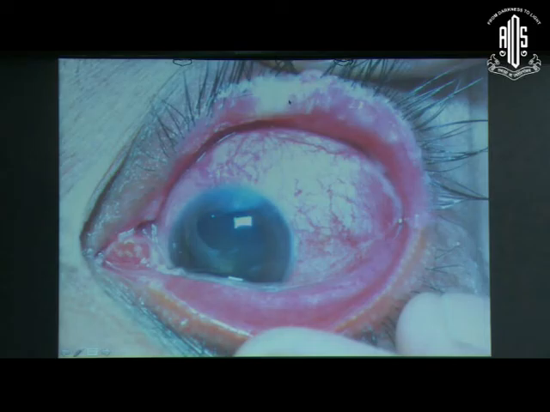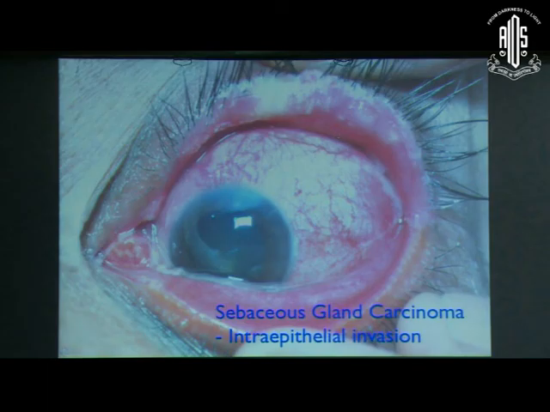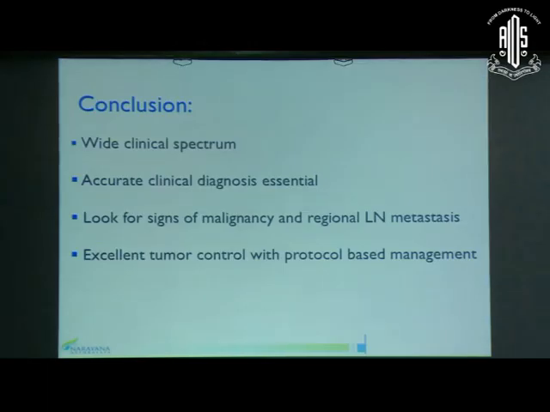Sebaceous gland carcinoma arises from the sebaceous glands of the tarsus, right? You can see the most typical features are the loss of lashes, thickening of the eyelid, and rounding of the posterior edge of the lid margin. So this is a pagetoid spread, intraepithelial invasion of sebaceous gland carcinoma. It has a very wide spectrum, both benign and malignant, but what is most important is an accurate clinical diagnosis, so that you may go ahead with protocol-based management and improve survival and reduce the recurrence rate in these patients.